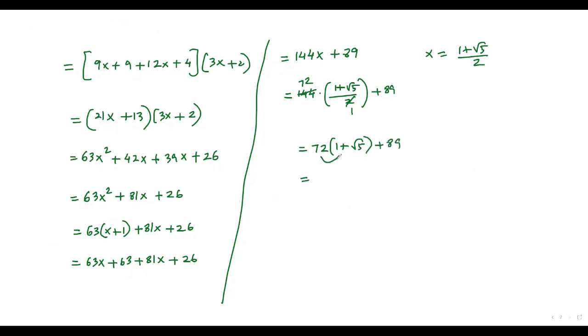Let's distribute this 72 to this one and this one. 72 times 1 is 72, and 72 times √5 is 72√5, + 89. Okay, when I combine this 72 and + 89, I'm getting 161. Then we have + 72 times √5. Okay, here I got the value of x¹², that is equal to 161 + 72 times √5.